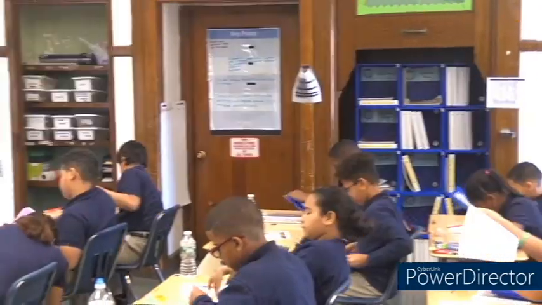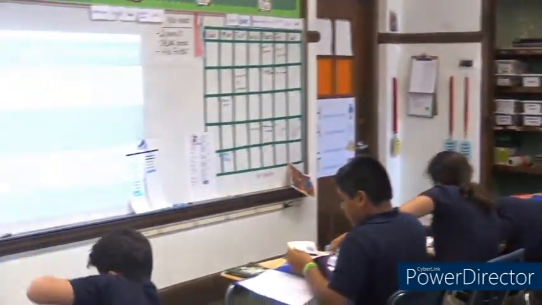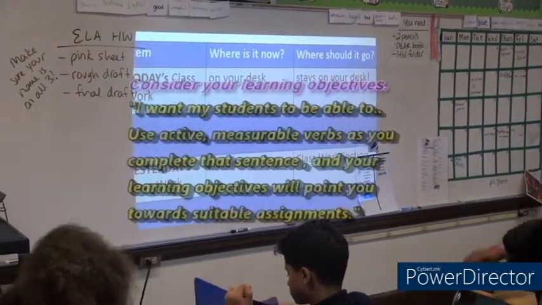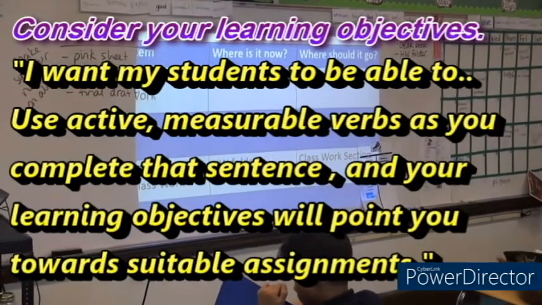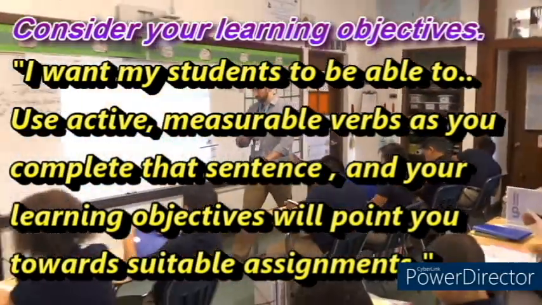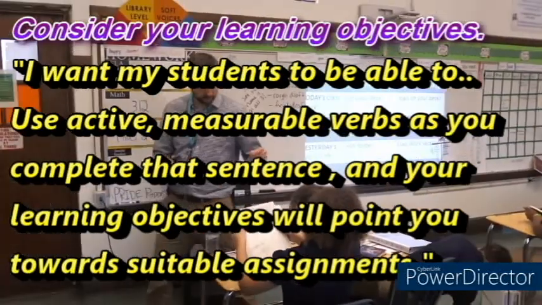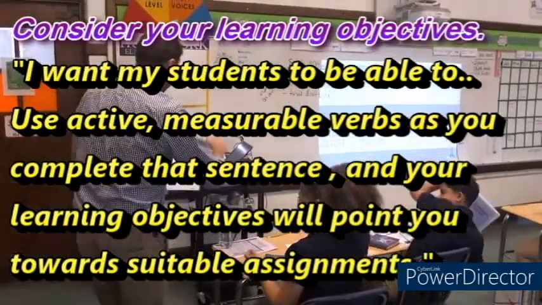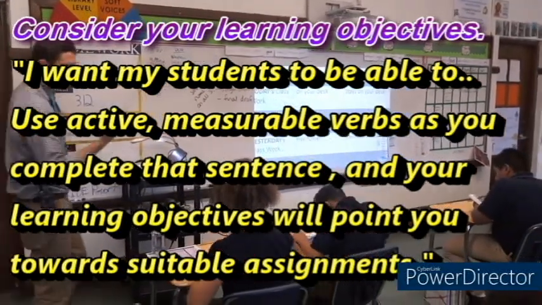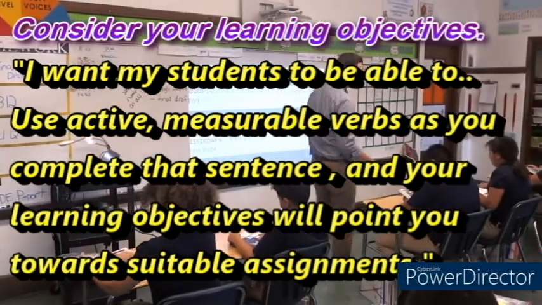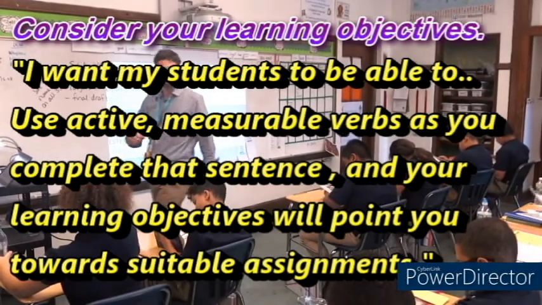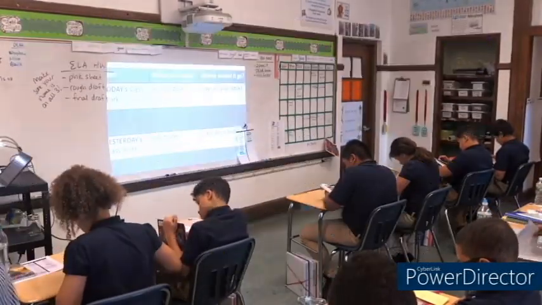Creating assignments. Here are some general suggestions and questions to consider when creating assignments. Consider your learning objectives. What do you want students to learn in your course? What could they do that will show you that they have learned it? To determine assignments that truly serve your course objectives, it is useful to write out your objectives in this form: I want my students to be able to... Use active, measurable verbs as you complete that sentence, and your learning objectives will point you towards suitable assignments.